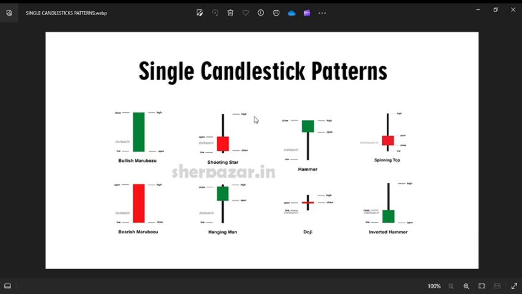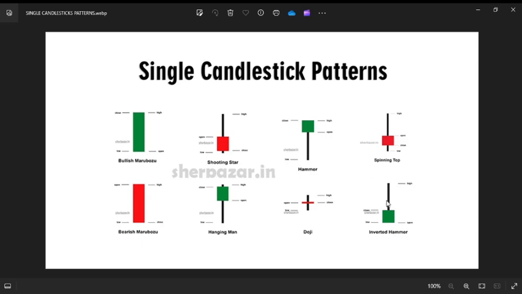The next one is the hammer. The hammer has a very long wick to the downside without any wick to the upside. The body is close to the upside. Market opens low and closes high. Usually, when you see the hammer on the support level, it means that the downtrend is about to end and the market is about to reverse to an upside. So you'll be looking out for opportunity to buy.